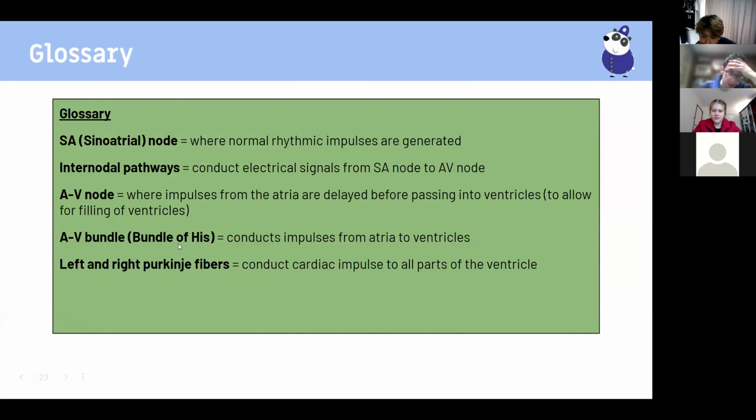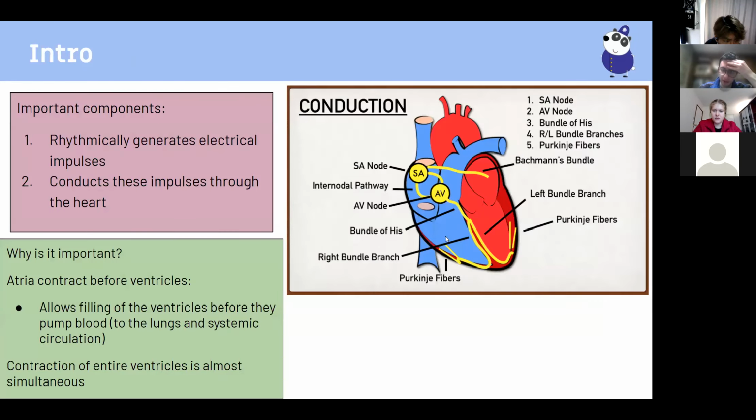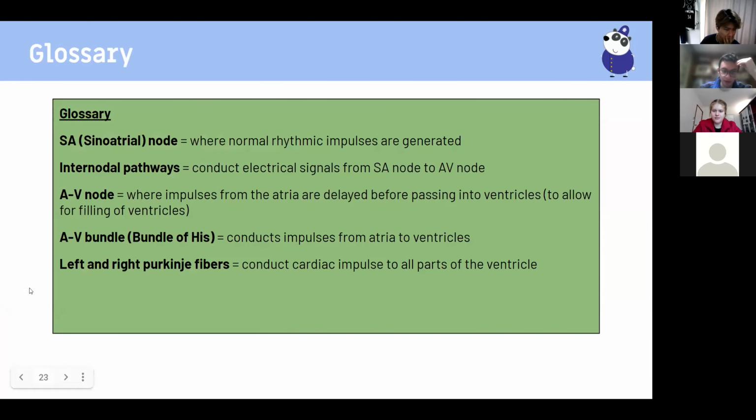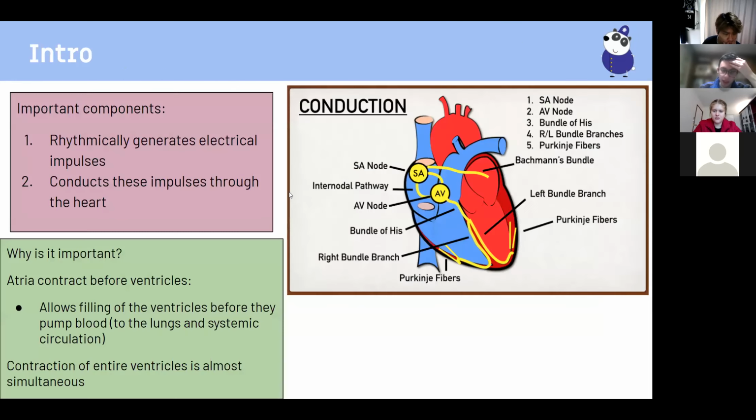This is going through some of the words I talked about. Sinoatrial is normal rhythmic impulses. Internodal pathways conduct from SA node to AV node. AV node is where impulses are delayed. AV bundle, also known as the bundle of His, conducts impulses from atria to ventricles, and these are in the septum of the ventricles. Septum is that connective tissue between these two compartments, and you have your left and right Purkinje fibers, which conduct cardiac impulses to all parts of the ventricle. The Purkinje fibers aren't just like this, they branch all over the place.